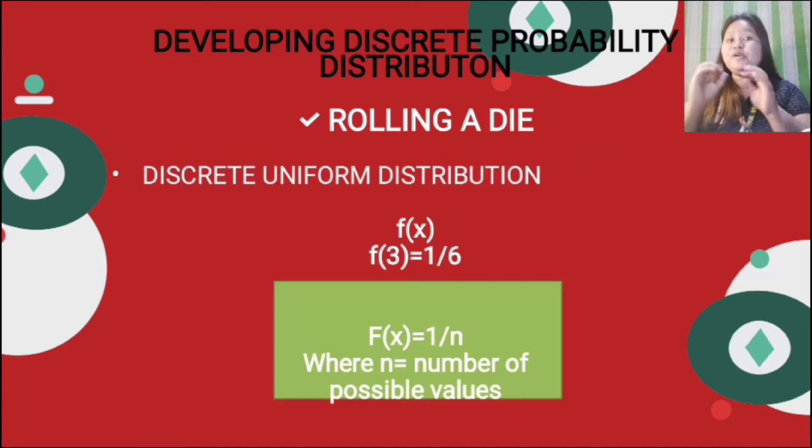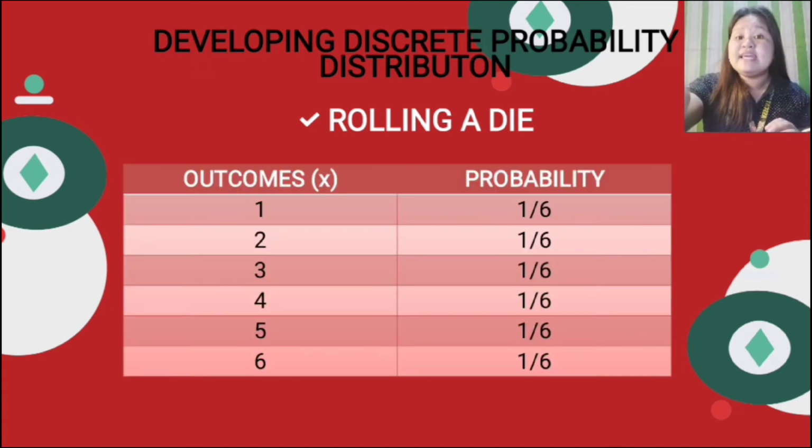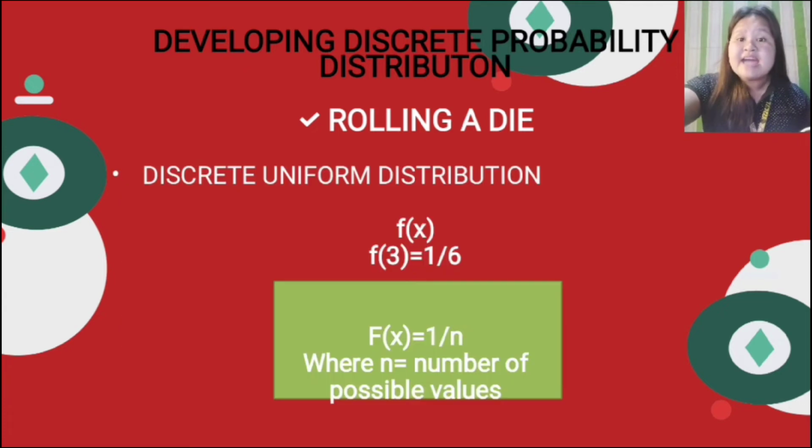The example here is a discrete uniform distribution. As you can see on the table, our probabilities are the same, or uniform. So it is considered a discrete uniform distribution because our probability is 1/6. All of our probabilities are the same.